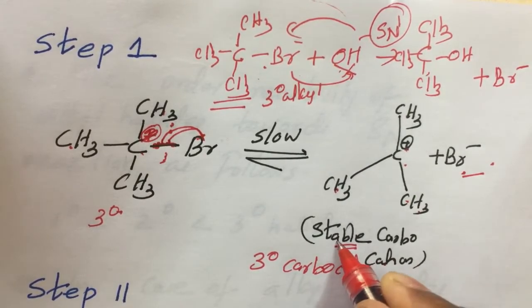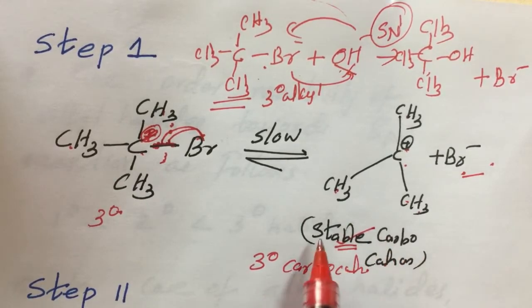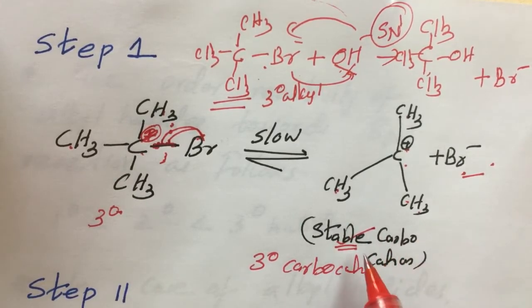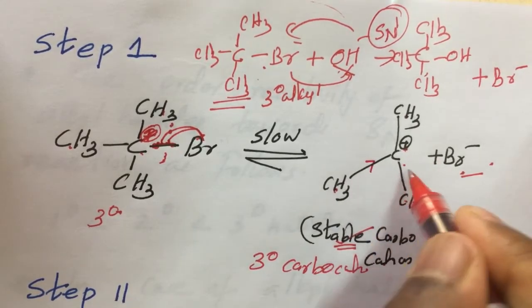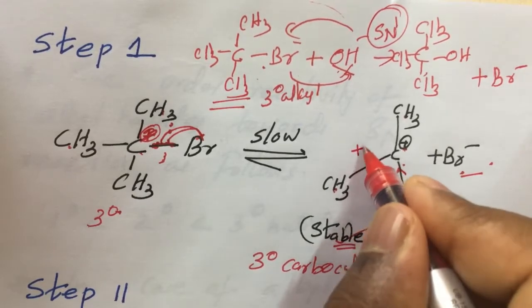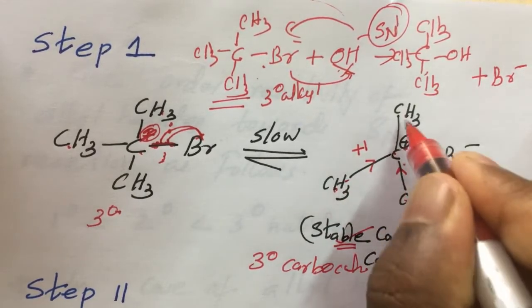Tertiary carbocation is highly stable. Already you learned from class 11th that compared to primary and secondary, the tertiary carbocation is stable. Why stable? Because CH3 groups are plus I groups. The inductive effect is plus, so it can release electrons to the carbon.